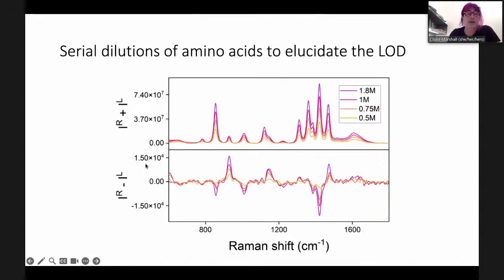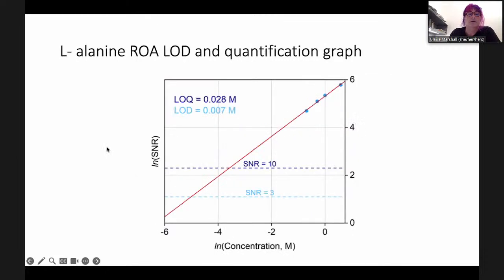And again, if we compare with what we can do with current ROA technology, if we look at 0.5 molar, we're not in that good shape with respect to limit of detection. There are some features that you can see at 0.5 molar, but we're also missing a lot of other features. And here we're taking the natural log of the signal to noise and the natural log of concentration to come up with a LOD quantification graph. And this just lets us know the limit of detection.